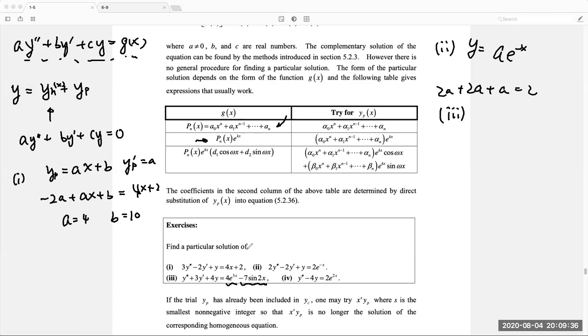And we will encounter this kind of problem later on in solving the SHM problem. Oh, yeah.